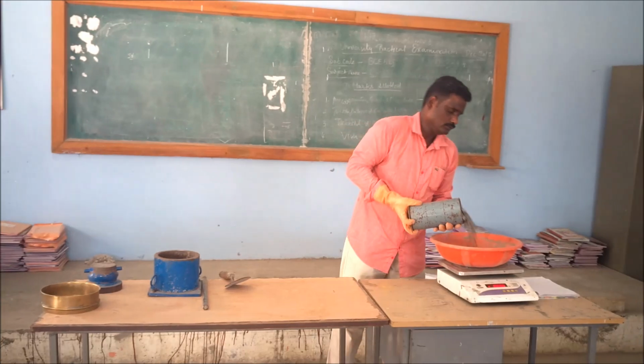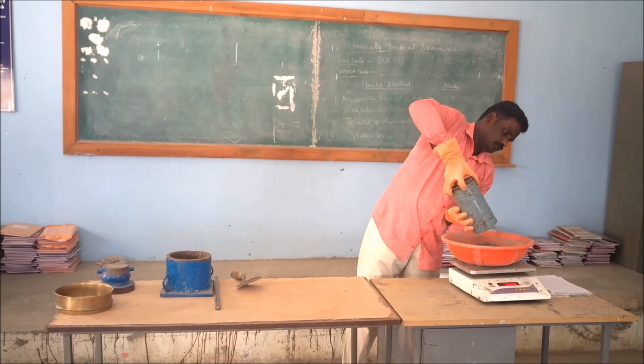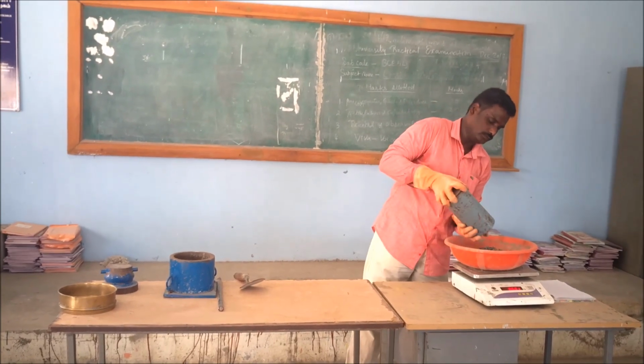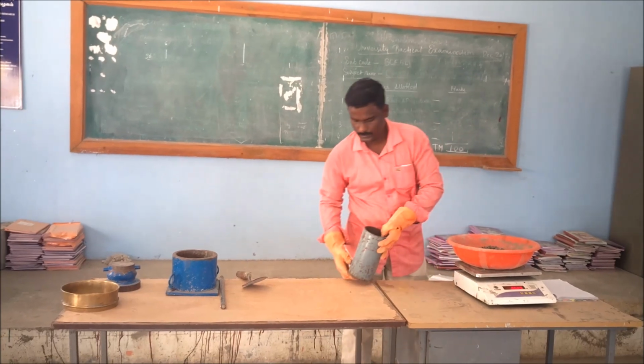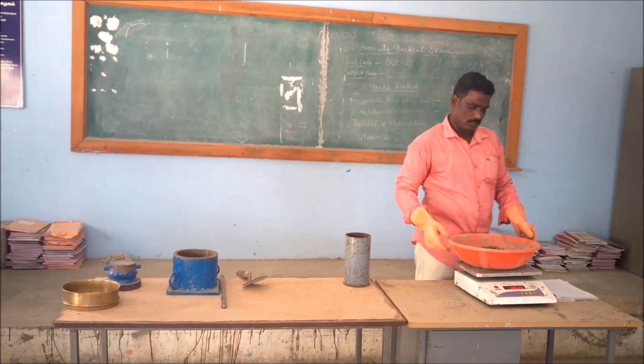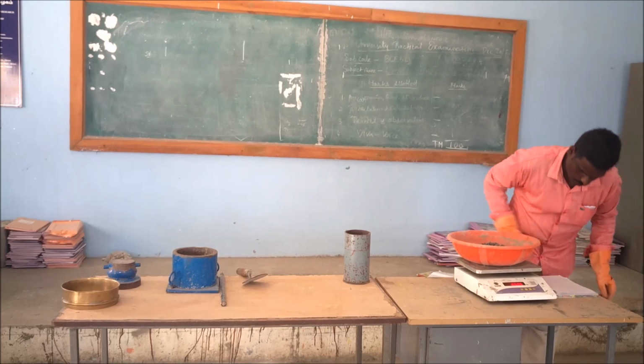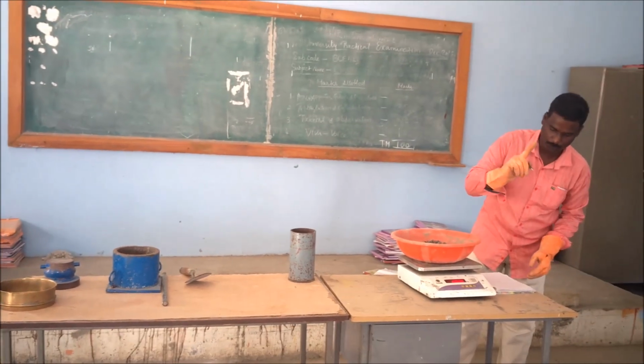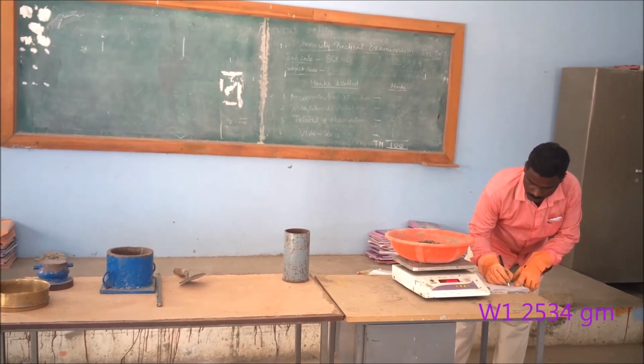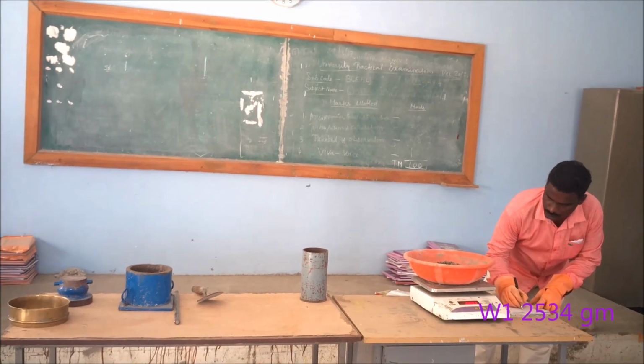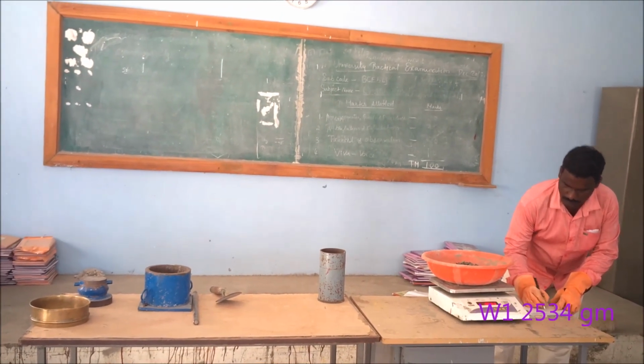Now it is tared to 0 and the aggregate from the cylinder is transferred to the pan, which is considered as W1, which is 2534 grams.